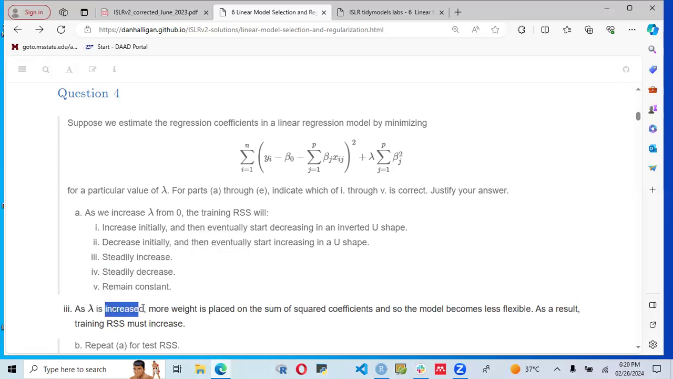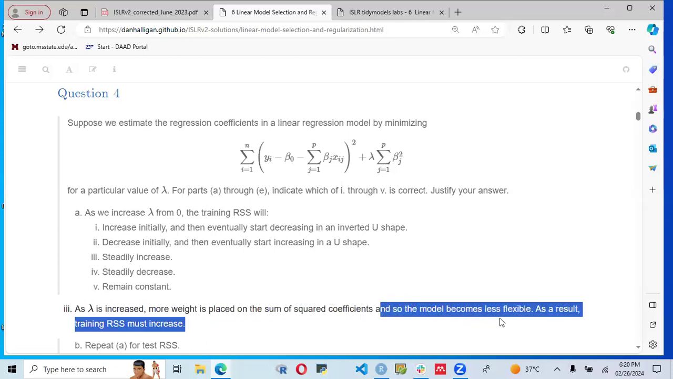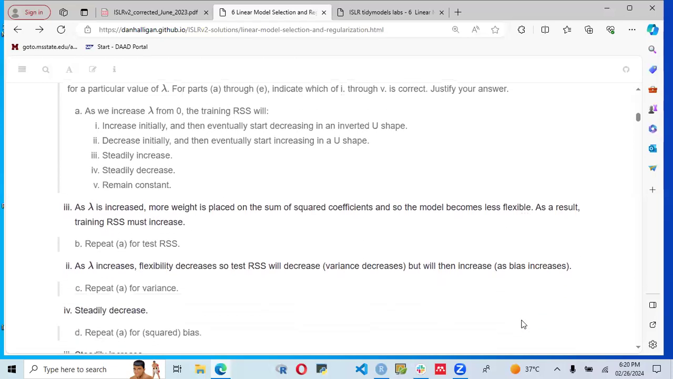As lambda increases, more weight is placed on the sum of squared coefficients, and so the model becomes less flexible. As a result, the training residual sum of squares must increase. So for B, we should repeat A for test residual sum of squares. Here we see as lambda increases, the flexibility decreases, so test residual sum of squares will decrease, but will then increase as bias increases.